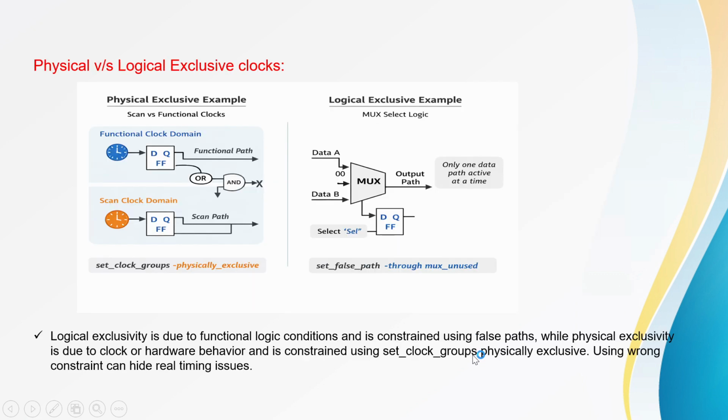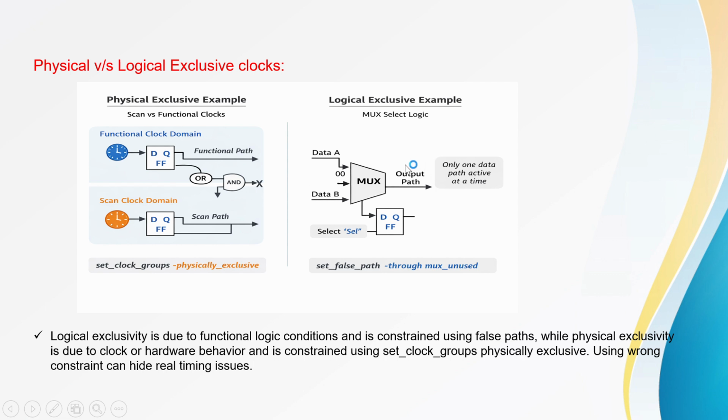Coming to the comparison, we see the functional clock domain and the scan clock domain. Hardware gating ensures only one clock is on at a time, so both paths never switch together, so timing and crosstalk between these two domains is impossible.